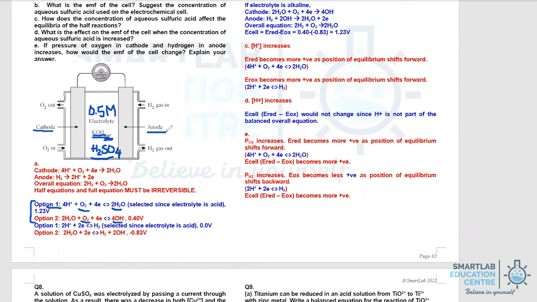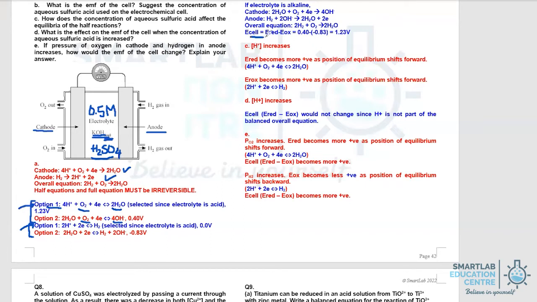The two half equations to consider at the anode are these two. One is the standard hydrogen electrode. The other one is where hydrogen oxidizes to form water in the presence of OH minus. Again, since the electrolyte is now sulfuric acid, we will also choose option 1.